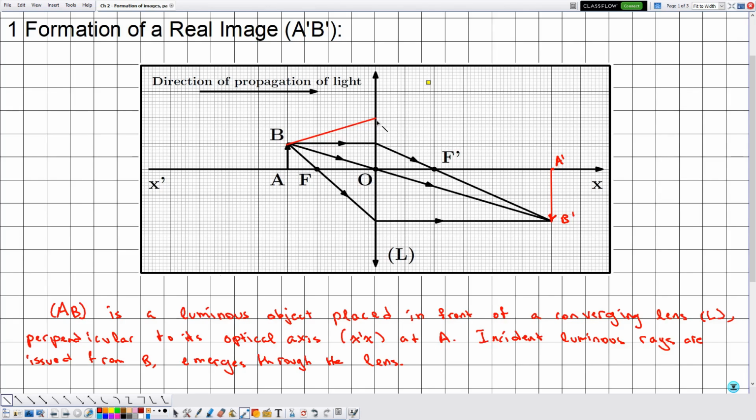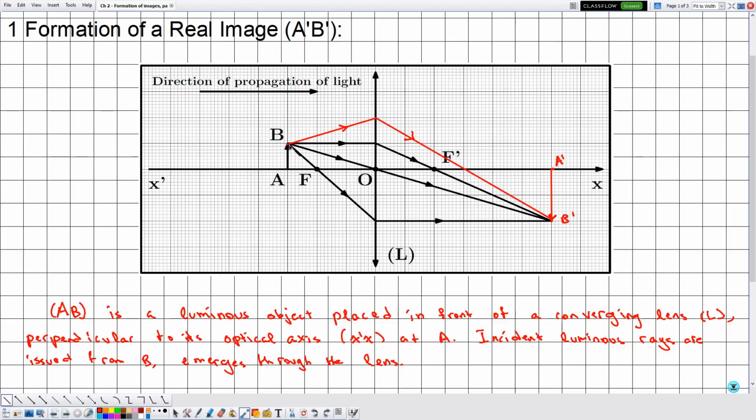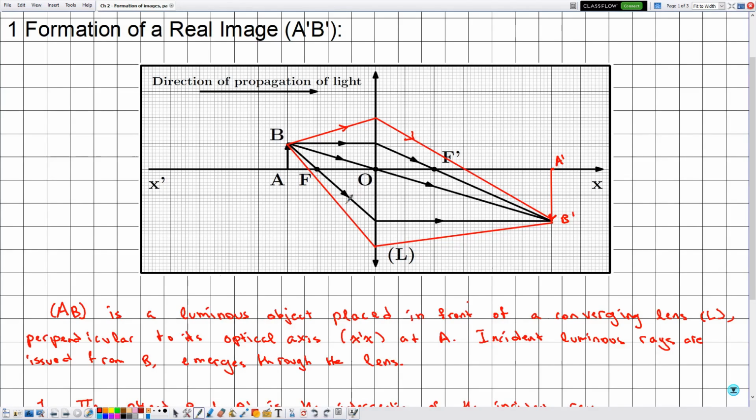Then we will know that it will emerge going to B prime. Okay, and we don't forget arrows on light rays, incident rays, as well as emergent rays. We can consider also another incident ray issued from B hitting the lens at this point. We know that it will emerge going to B prime. So now we are able to complete the path of any arbitrary ray issued from B because we know the image B prime of B.